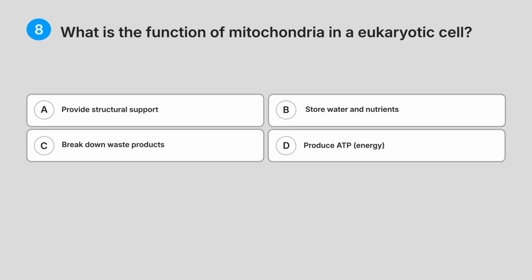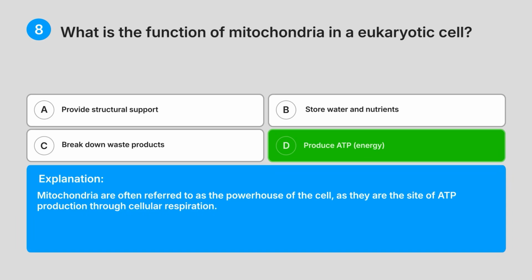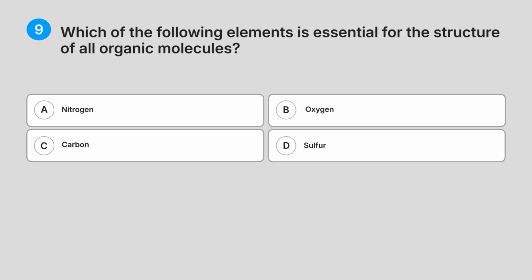8. What is the function of mitochondria in a eukaryotic cell? A. Provide structural support. B. Store water and nutrients. C. Break down waste products. D. Produce ATP, energy. Can you guess the answer? Correct answer: D. Produce ATP, energy. Explanation: mitochondria are often referred to as the powerhouse of the cell, as they are the site of ATP production through cellular respiration.